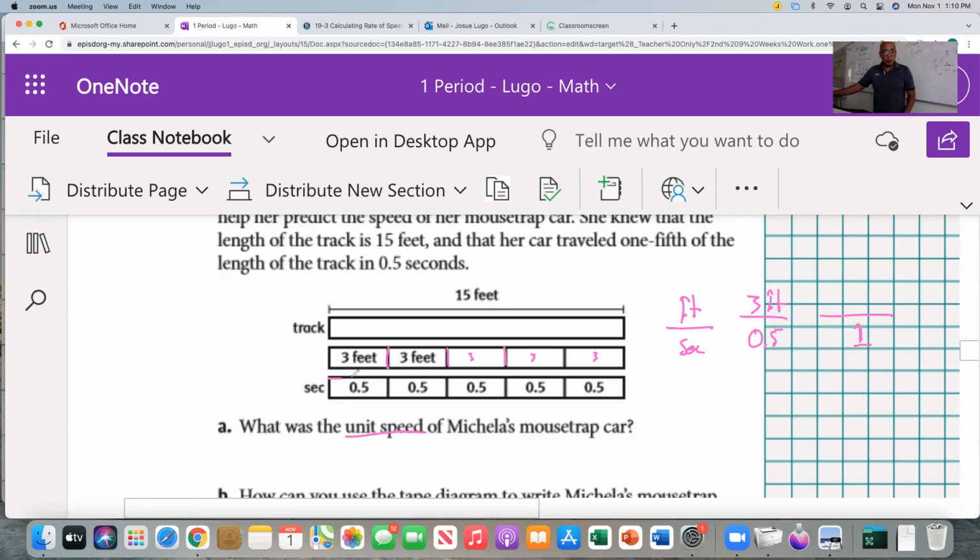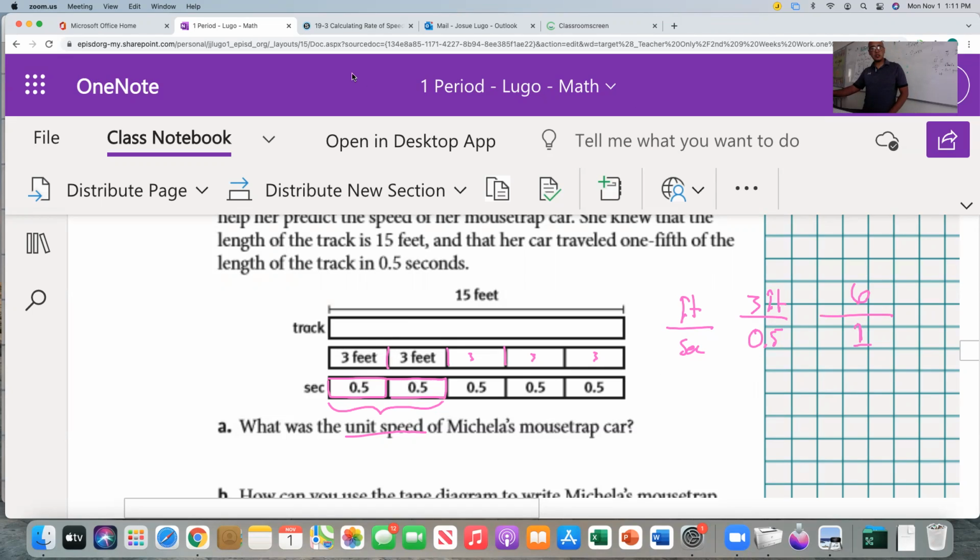Notice that every 0.5 seconds, which you should know 0.5 means half, it's going 3 feet. So 0.5, that is half, that is 3 feet, half a second, 3 feet. Another 0.5, now this is 1 full second. So in 1 second, it's going 6 feet. The answer is 6 feet per second. Yeah, because half a second, that's a full second, 3 feet, 3 feet, that's 6. So we have 6 feet per second.